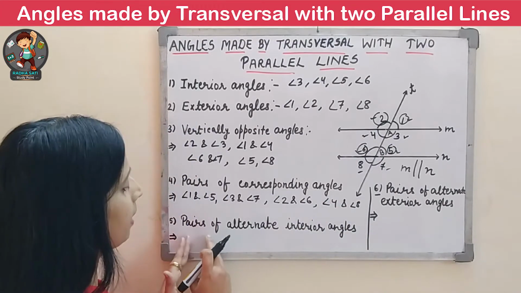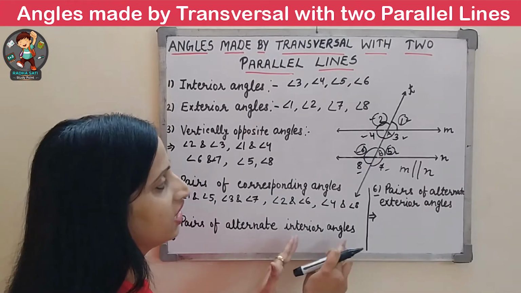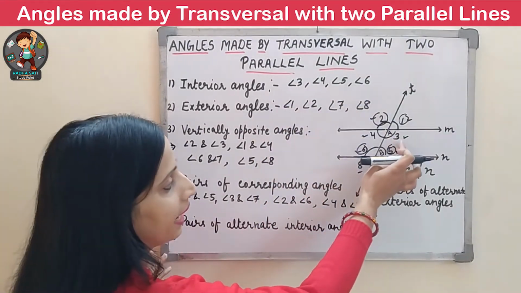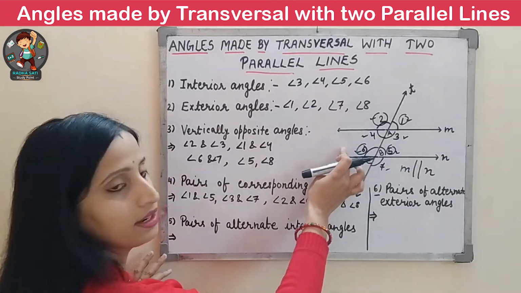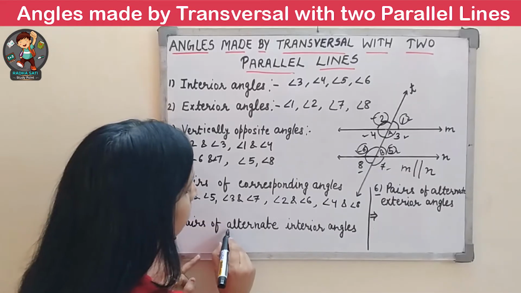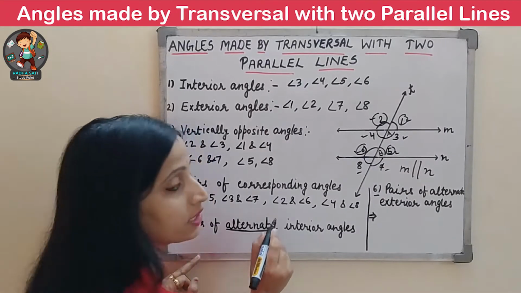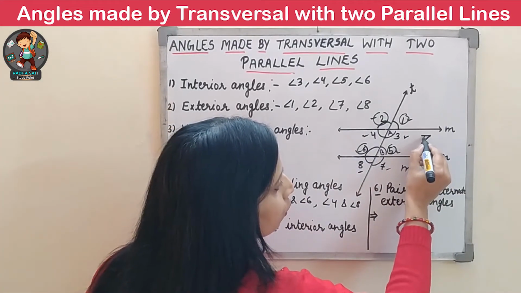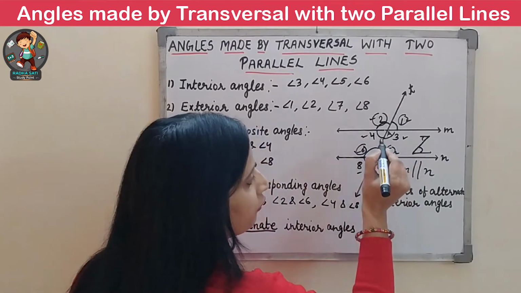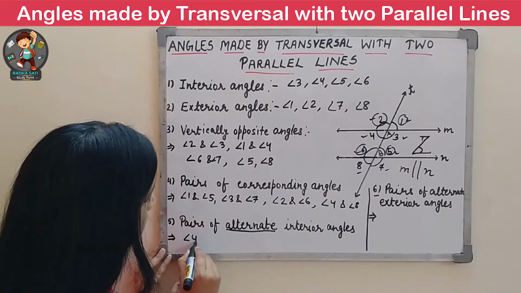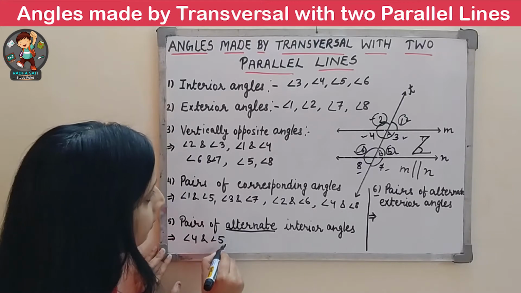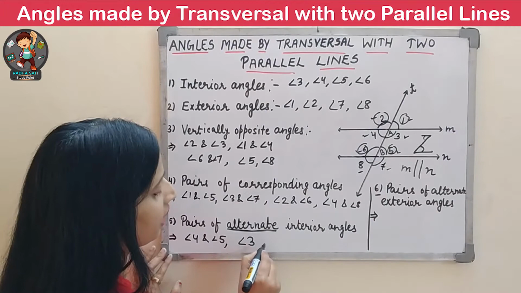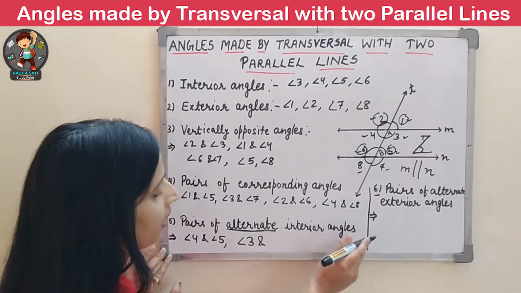Now, the next type of angles, pairs of alternate interior angles. Interior angles we know, these four are interior angles: angle 3, angle 4, angle 5 and angle 6. Now alternate means angles formed on the opposite sides of the transversal, or making the Z shape. So here angle 4 and angle 5 will be the first pair, and angle 3 and angle 6 will be the second pair of alternate interior angles.